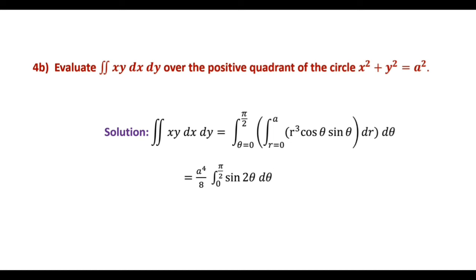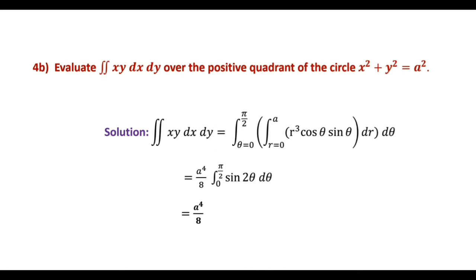R power 3 integration with respect to r is r power 4 by 4. By substitution of limits you have a power 4 by 4. Cos theta sin theta is sin 2 theta by 2. So a power 4 by 4 into 2 is a power 4 by 8, and sin 2 theta integration is minus cos 2 theta by 2. That gives us a power 4 by 8 as the required value of the double integral over the positive quadrant of the circle.